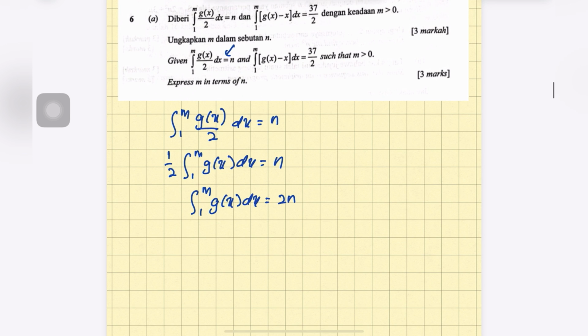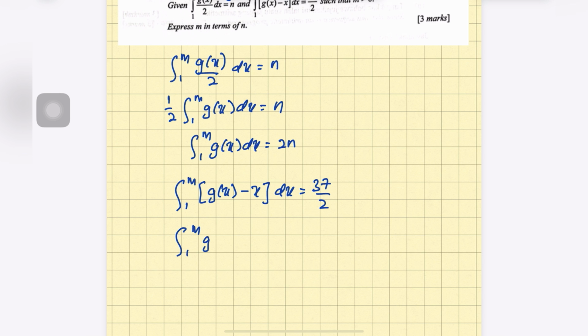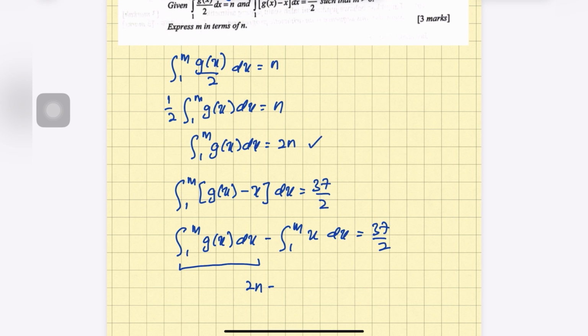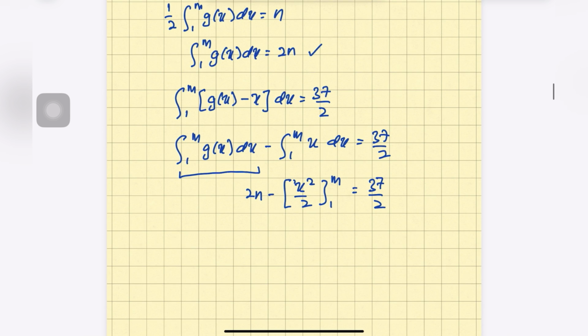Okay, so the question is the integration from 1 to m of g(x) minus x dx equals to 37 over 2. So we separate it: integration from 1 to m of g(x) dx minus integration from 1 to m of x dx equals to 37 over 2. Okay, so this one is already the same, right? So equals to 2n. So 2n minus, okay, x integrate, we will get x squared over 2, from 1 to m, equals to 37 over 2. So substitute upper limit minus lower limit. So 2n minus m squared over 2 minus 1 squared over 2 is 37 over 2.